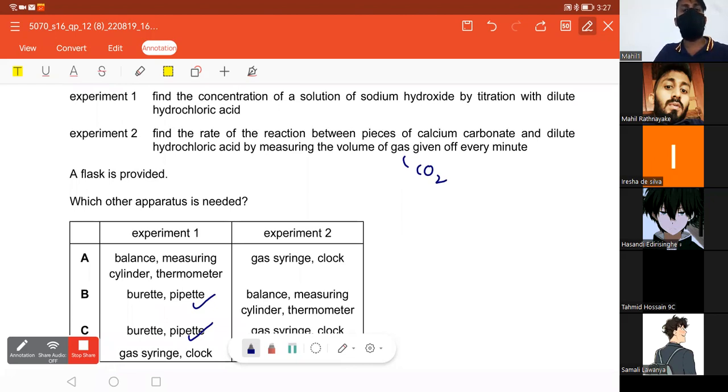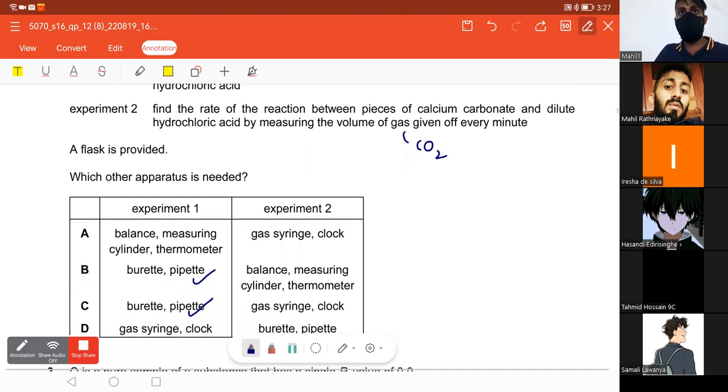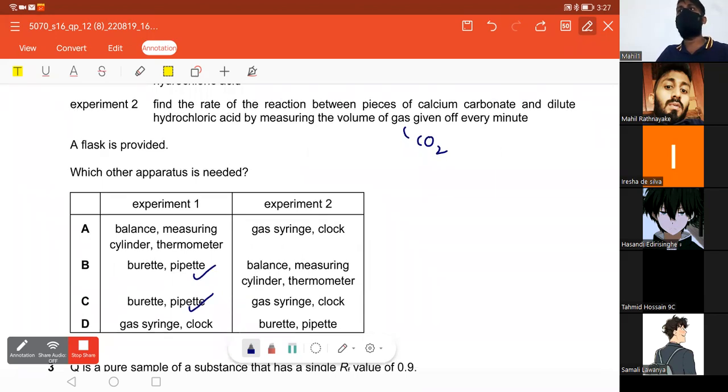Next one, rate of reaction experiment. Gas syringe needed. Why? To collect the carbon dioxide gas. Why clock? Because it's a rate of reaction, to measure the time. Answer is C.